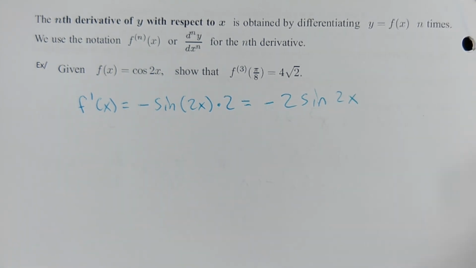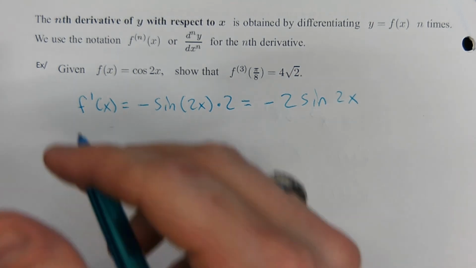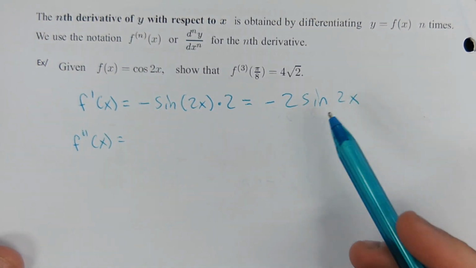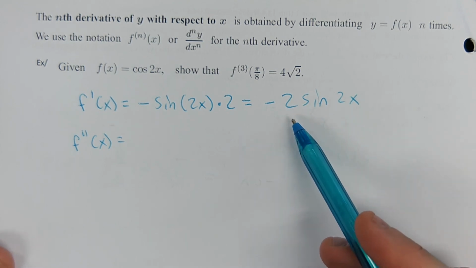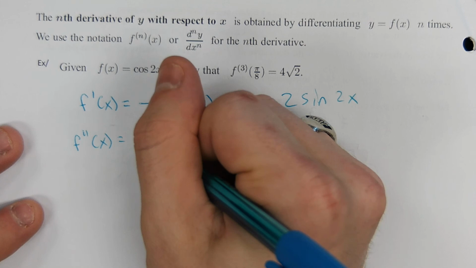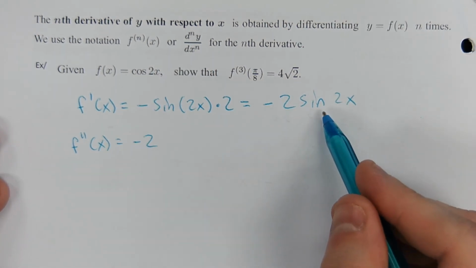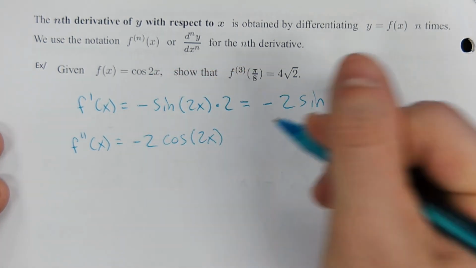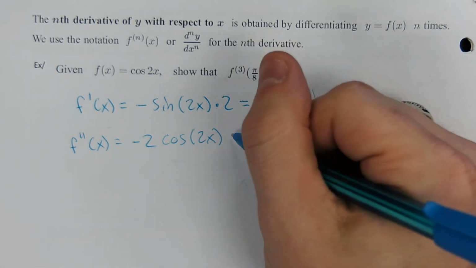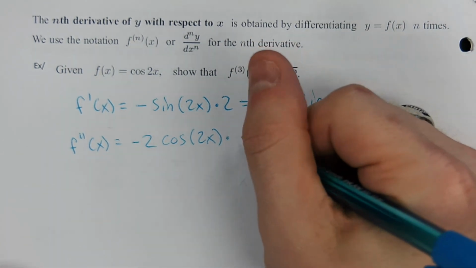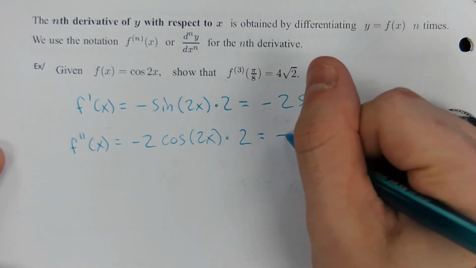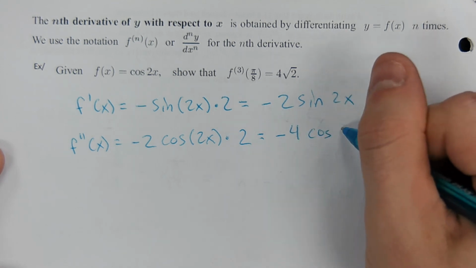My second derivative will be the derivative of this. Again, more chain rule stuff. This constant in the front, the negative 2, is going to come along for the ride. It's unaffected. So we have a negative 2. The derivative of sine of some stuff is cosine of some stuff times the derivative of that stuff. That cleans up to negative 4 cosine of 2x.